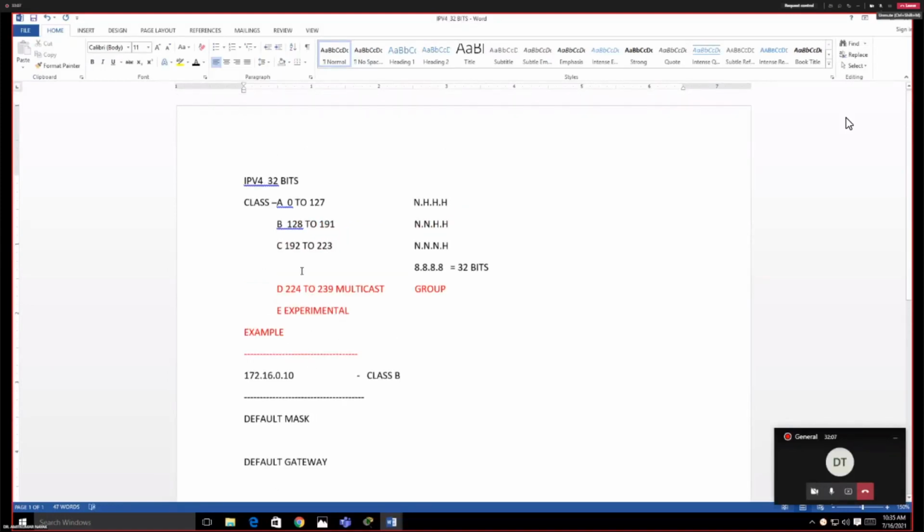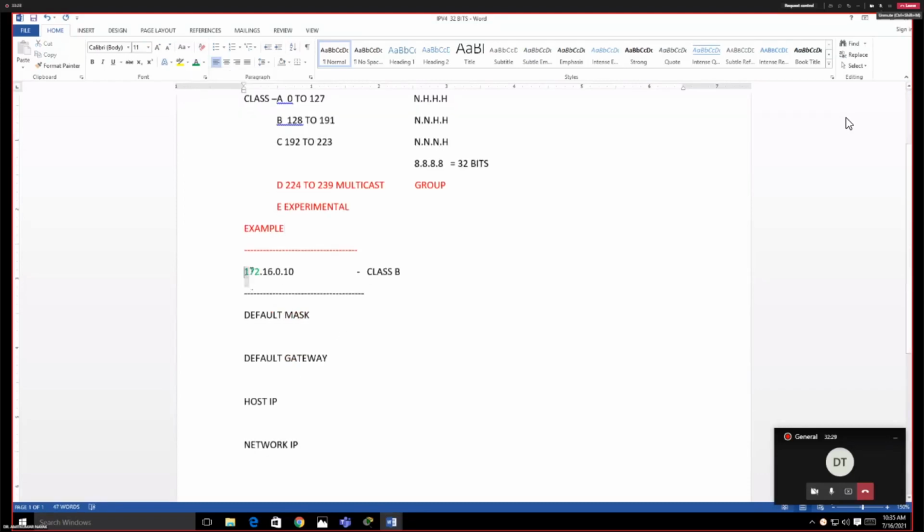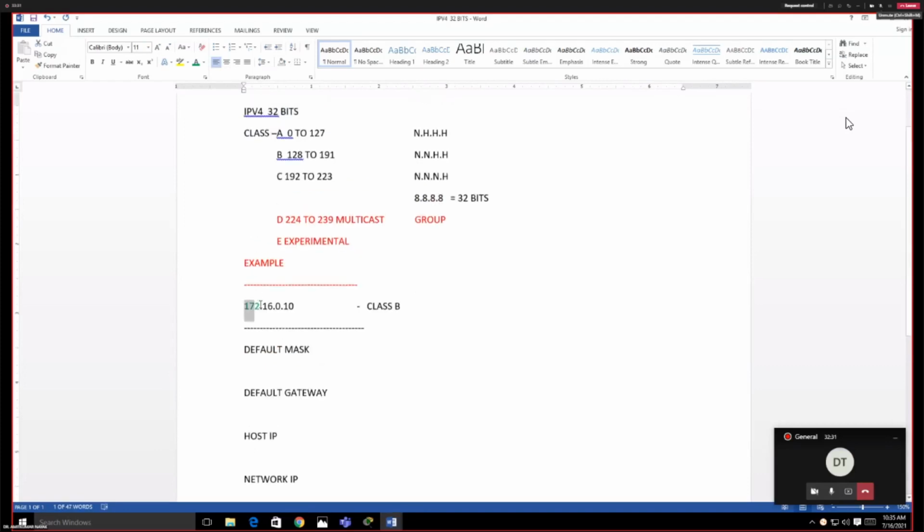So class A ranges from 0 to 127, B ranges from 128 to 191, C ranges from 192 to 223. So you have to check the value of the first byte. Okay, let me highlight the first byte. You have to check the value of the first byte, which is 172, and then match this value with the classes available, class A, B, C, and D.